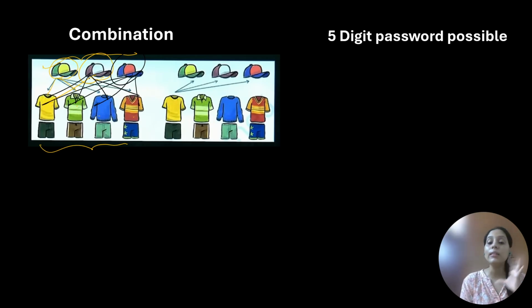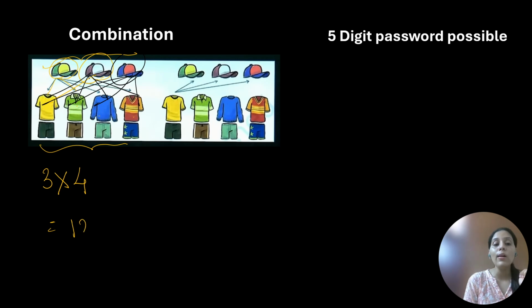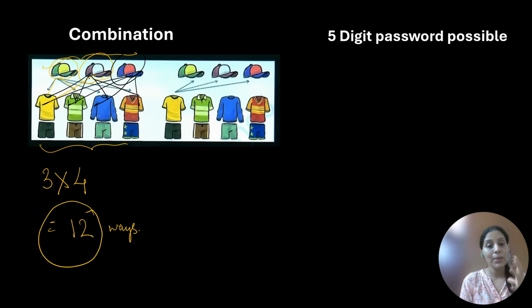So हम कैसे कितने combinations use कर रहे हैं? Total number of caps, 3 caps हैं और कितने पे हम यूज कर रहे हैं? We are using on 4 different dresses. 3 into 4, 12. There are 12 ways. Similarly, one more example.